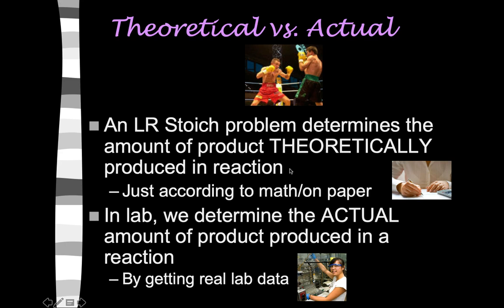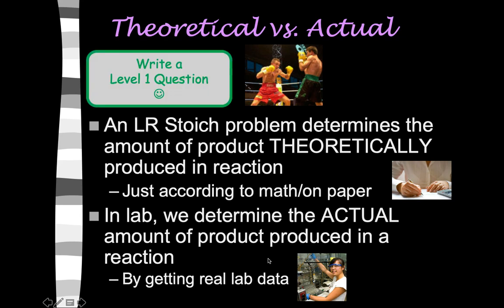So theoretical is based on math or paper or perfect chemistry. Actual means you have to really do something. You really measured it, you really got an answer. Go ahead and do a level 1 question so far. Just kind of think about the stuff we talked about. Maybe this idea of theoretical versus actual, or what LR was, anything from your notes so far, just a straightforward kind of question. Pause the video if you need to. Come on back when you're ready.